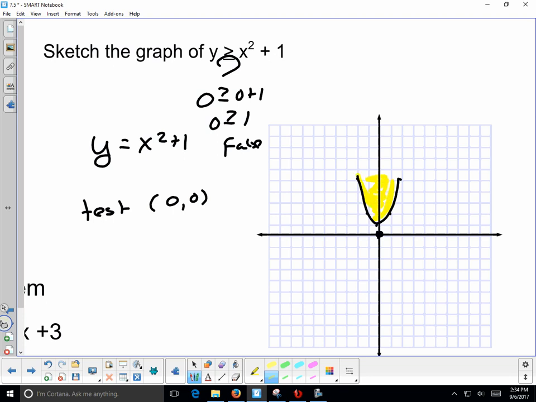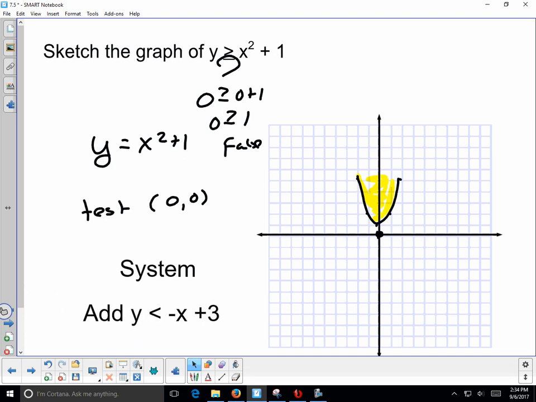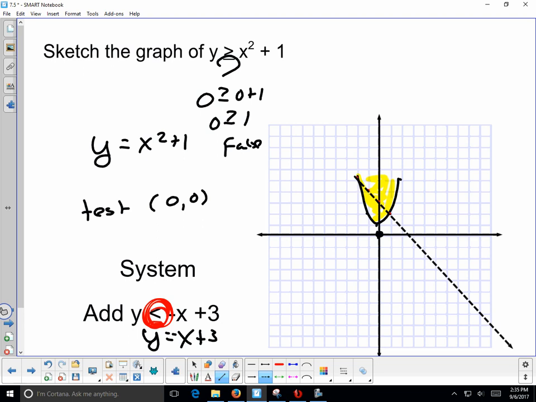You've done that before. What we're going to do to make it a little bit more challenging is make it a system, which means we're going to bring in the second equation. So I have y is less than negative x plus 3. I'm going to think of that as though y is equal to negative x plus 3, y-intercept of 3, slope of negative 1. This time, because it's just less than, it is going to be a dashed line and not a solid line. So here I put in a dashed line.